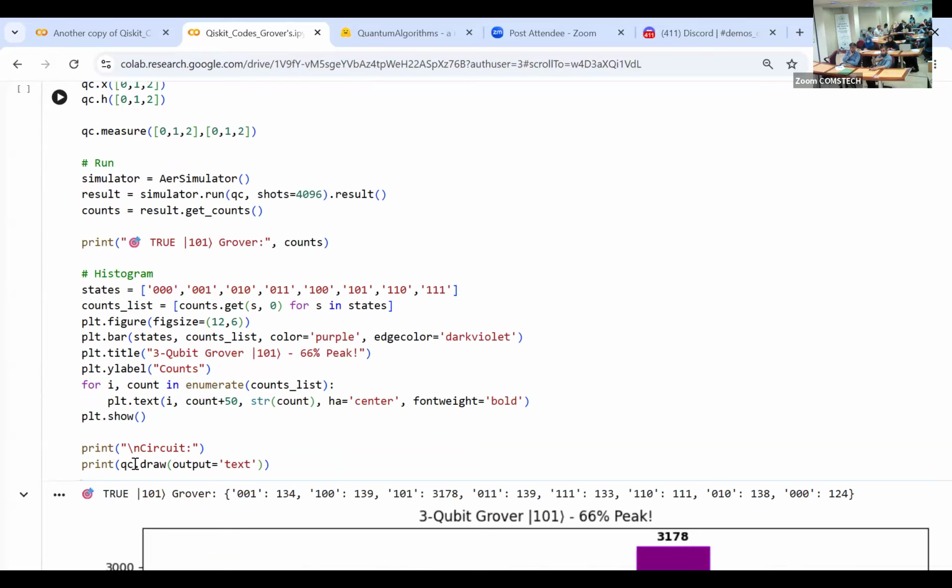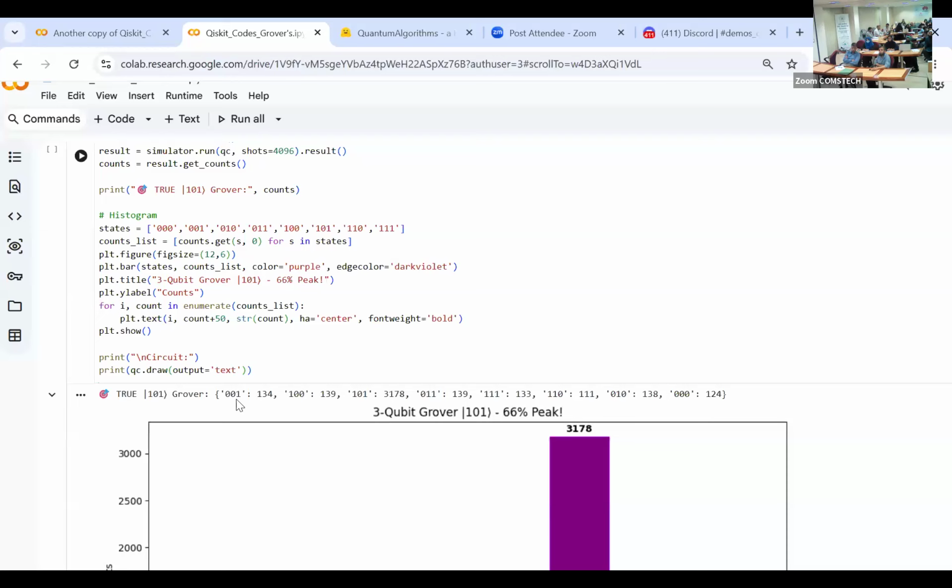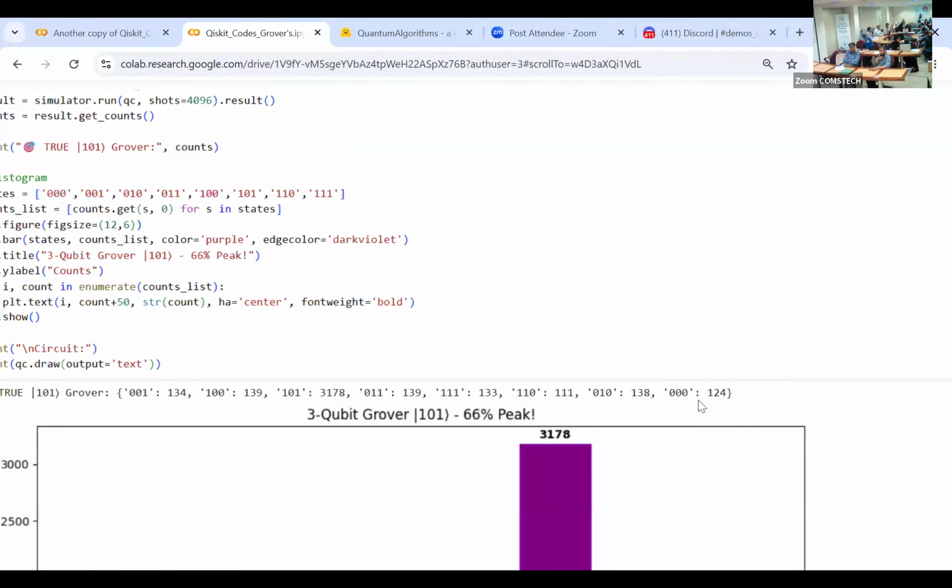And for our own sake, we are also printing the circuit. So we will use the qc.draw command to print the output circuit to see it. Now here you can see the outcome, that for each of the states, the probabilities are these.